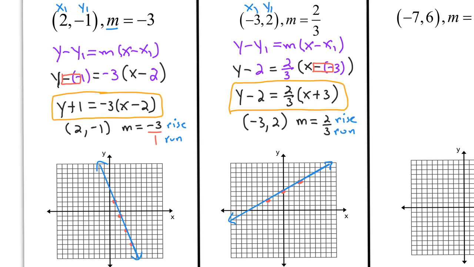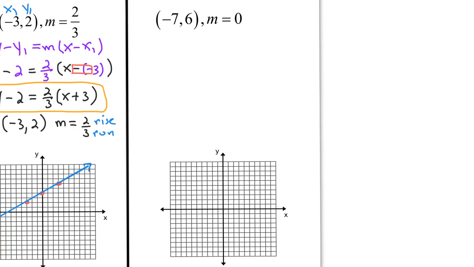So let's do a few more. Okay, so the next one here, it has a given point, negative 7, 6. It has a slope of 0. So right away, guys, you should know what direction the line goes when the slope is 0. And it is horizontal. It's going from left to right. So my line is going to go from left to right like this. And I'm going to have the slope of 0.